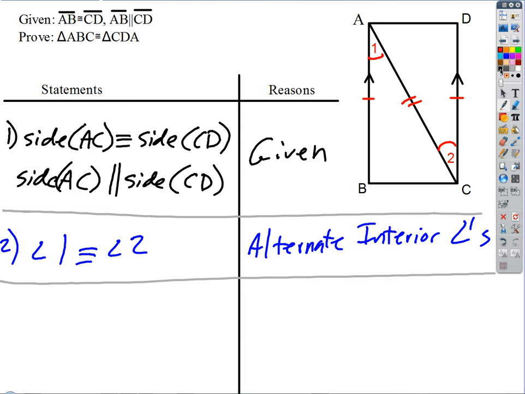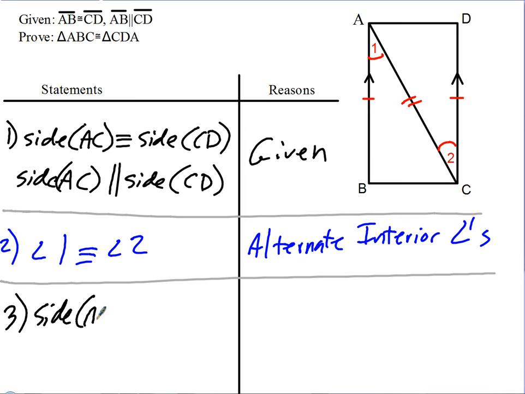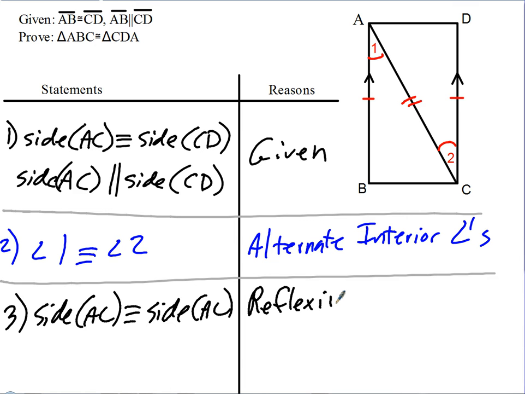Okay, so we can do that. So our statement was side AC is congruent to itself. And what's our reason for that? If something's congruent to itself? Yeah, that's always the reflexive property. Good. So reflexive property, technically reflexive property of congruence, but that's good enough.